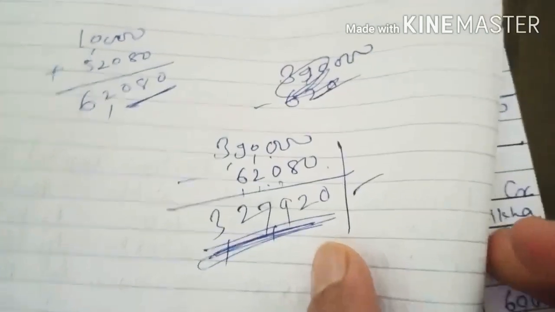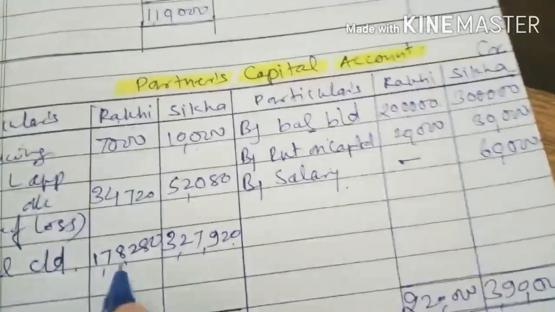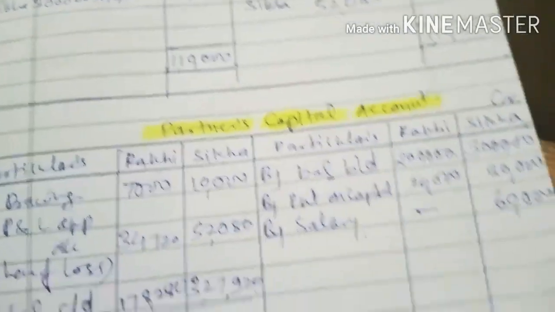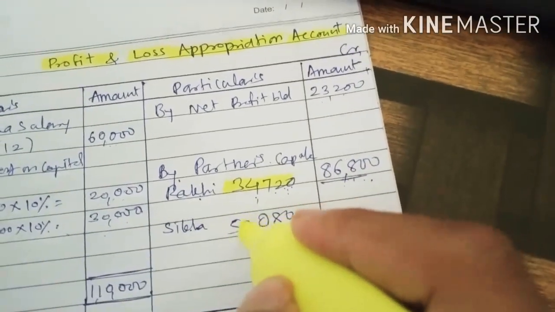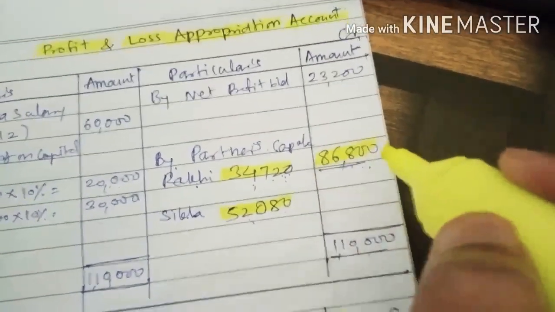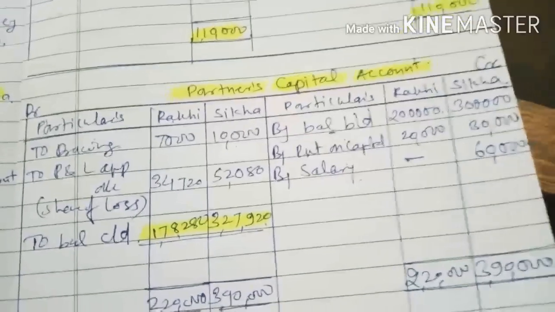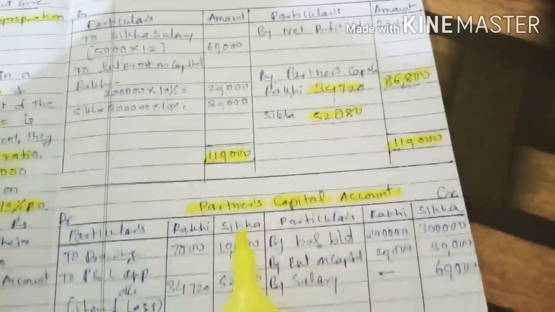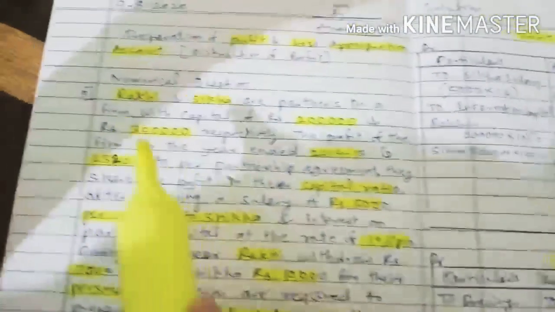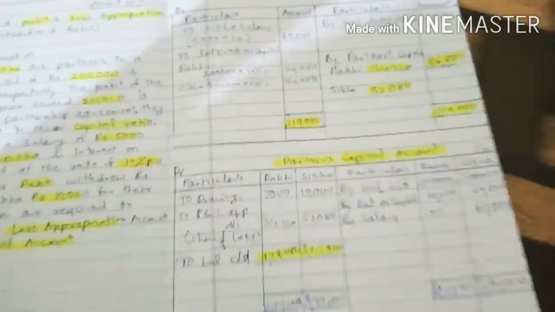So this you have to write on the debit side. Here 3,27,920 rupees. This is called the closing balance of the partners. We got the closing balance here, and here we got the loss, that is 34,720 rupees and 52,080 rupees, which is 86,800 rupees. Total of both the sides is 1,10,000 rupees. So this is the profit and loss appropriation account and partners' capital account. This is question number 5, page number 102, NCERT textbook. I hope you understood. Thank you.